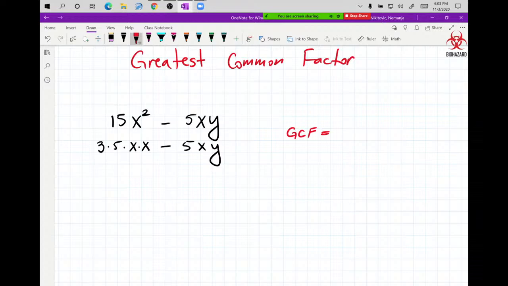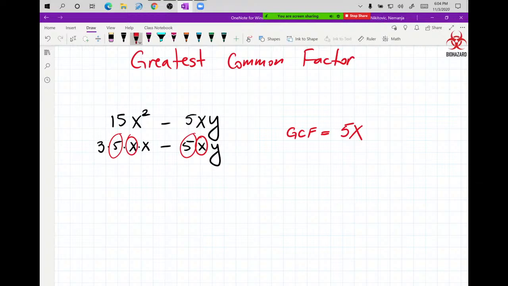Now, it takes very little to say, oh, 5 is in both of them. Okay, 5, that's great. What else is in both of them? Well, one of the x's is in both of them. So we have found the greatest common factor. The greatest because we took the most out we could. We didn't take just 5 or just x. We took 5 and x. That's the most we can take from both, and that's why it's called the greatest.